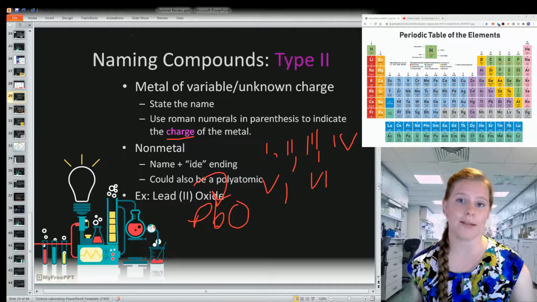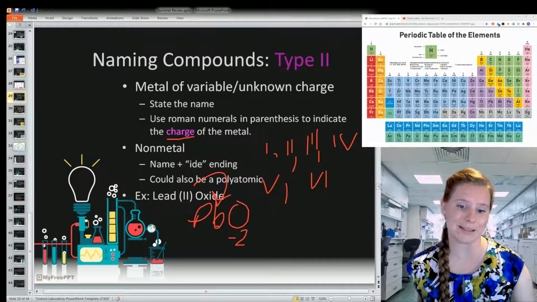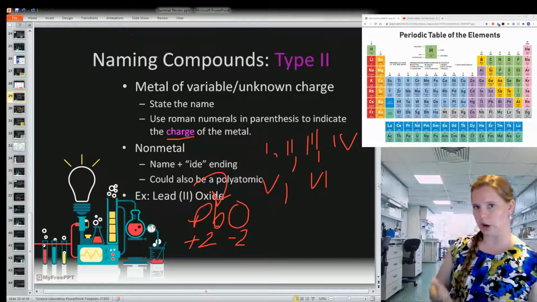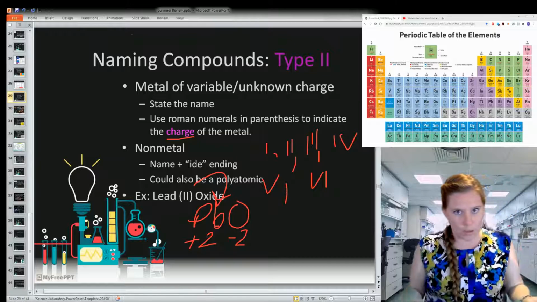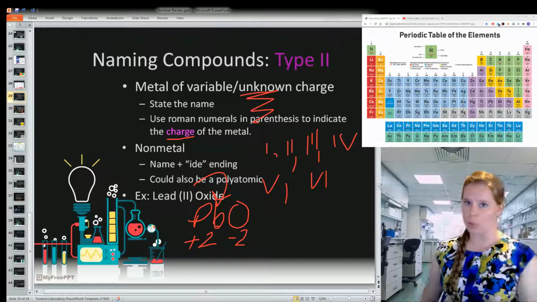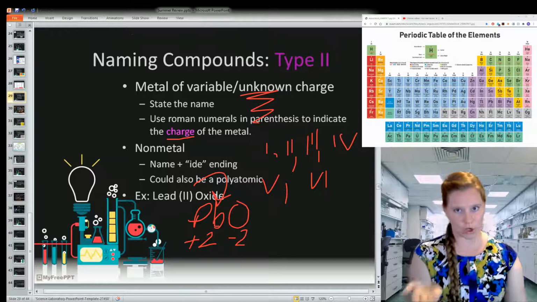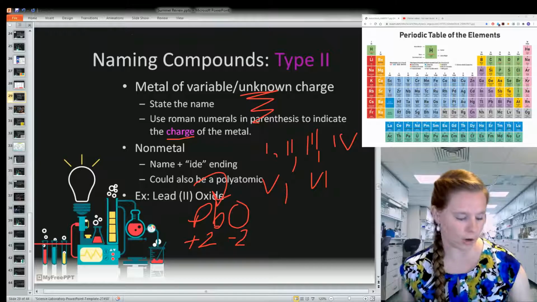Each lead has a charge of +2. So if you look at the charges here, we know that oxygen is -2. And in order for this compound to equal 0, that means that lead has to have a charge of +2. Okay, so that tells me the charge. And the reason they're telling you the charge is because that's what I don't know. These metals are metals of an unknown charge. So in order to properly work with them, I need to know that charge. And that's why we name them this way. We tell you the charge because you don't know, all right?